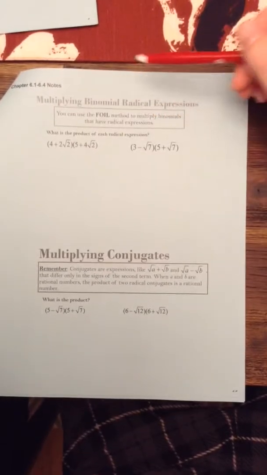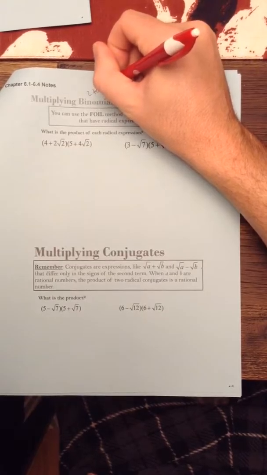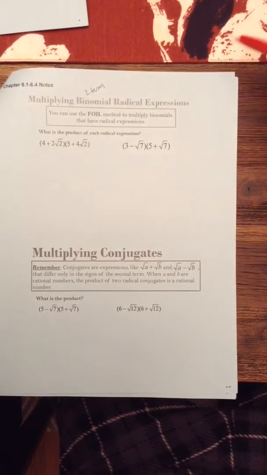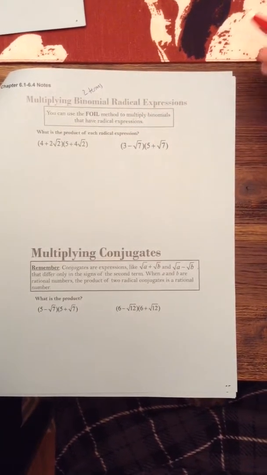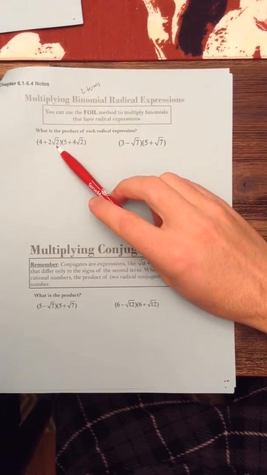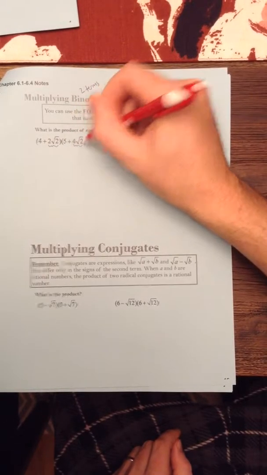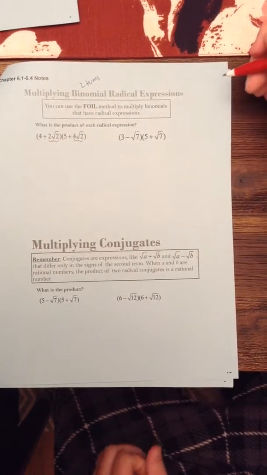Okay, multiplying binomial radical expressions. Remember that binomial means you have two terms, so we are multiplying two parentheses that have two terms in each. Here you have 4 plus 2 square roots of 2, and 5 plus 4 square roots of 2, and they're being multiplied. This 2 square roots of 2 is considered one term. This 4 square roots of 2 is also considered one term, so that's where we end up with 2.